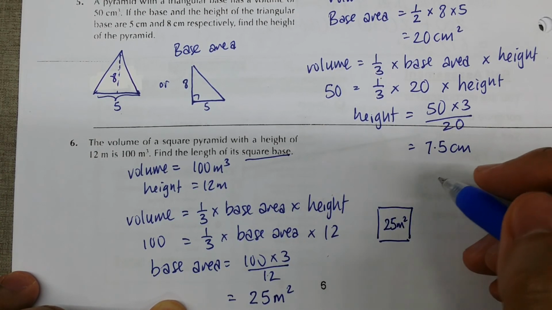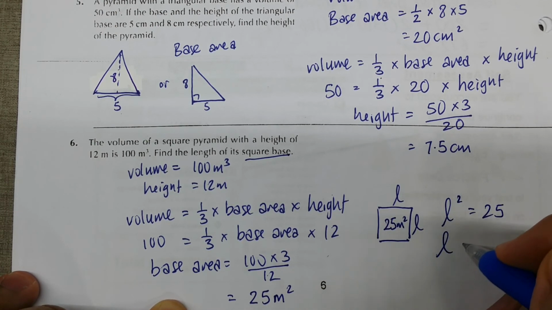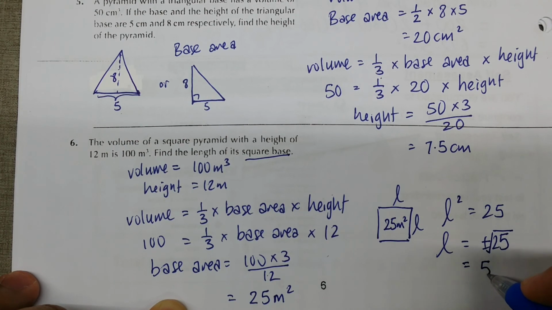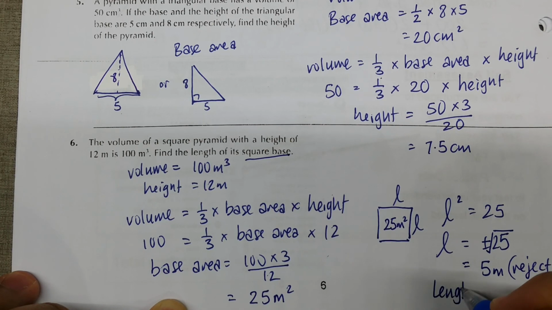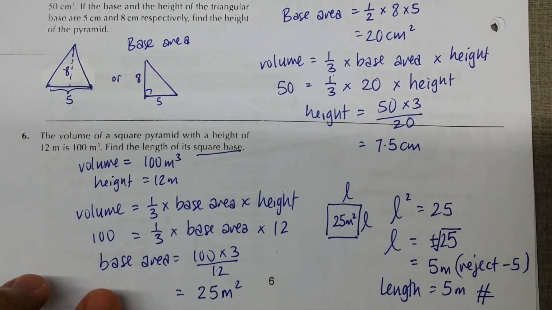Since it is a square base, let's call it length and length. So length square is 25. Length will be plus minus 5, plus minus square root 25 to be exact. But it cannot be negative 5, right? Length cannot be negative, so reject negative 5 meters. So length equals 5 meters. Okay, that's all for this worksheet 9C. Thank you.